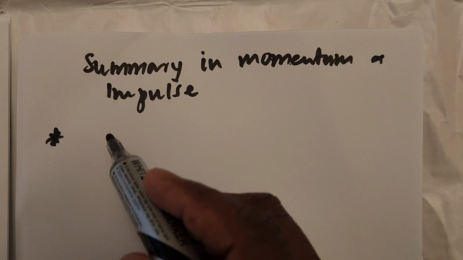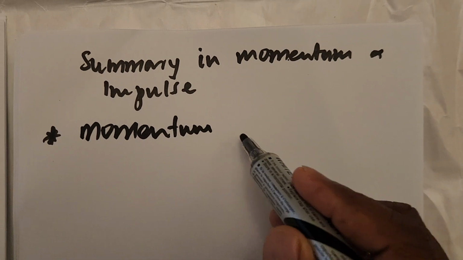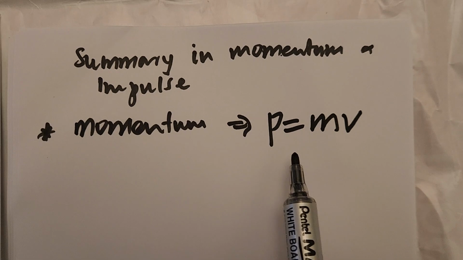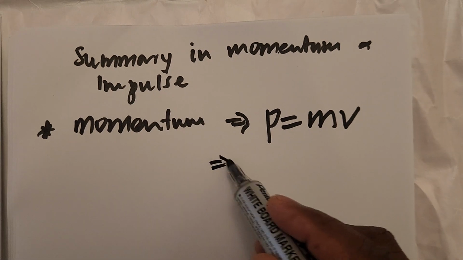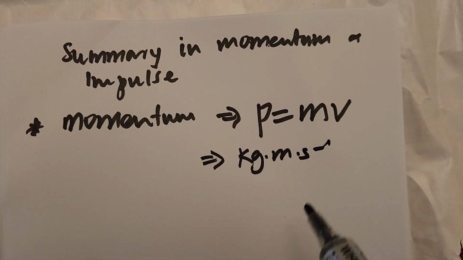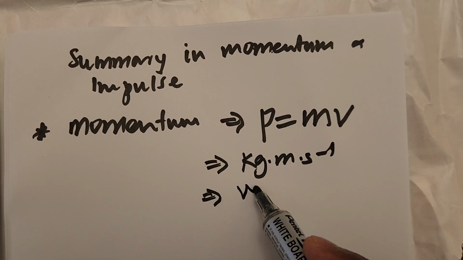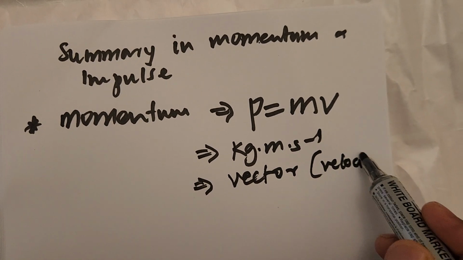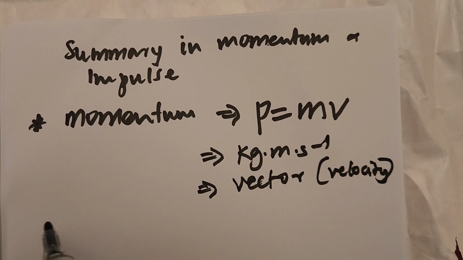We talked about momentum, that momentum by definition comes from the formula P equals mv, which means that it is the product of the mass of an object and its velocity. And again, about momentum, we know that the unit is kilogram meters per second. And then the third one is that momentum is a vector. What gives it the vector property is the velocity. So that's what we know about momentum first.